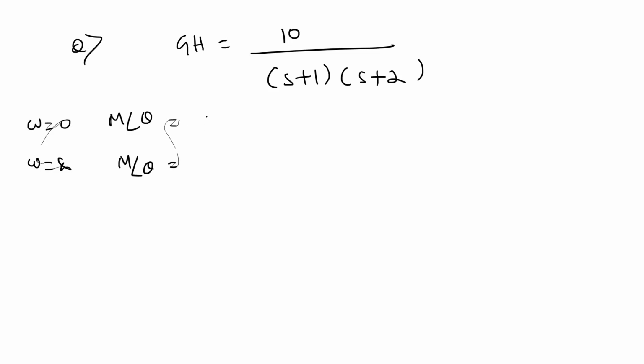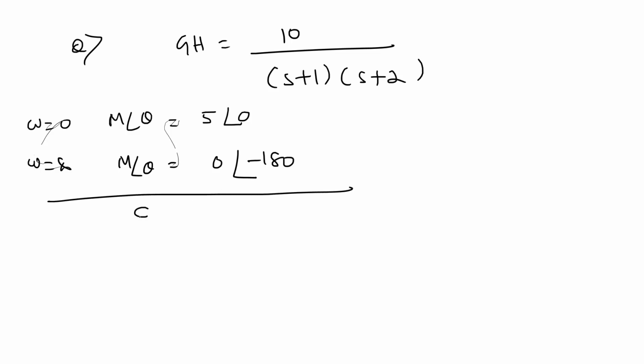So what is the value? This will be 10 divided by 2 is 5. Number of poles at origin? No. So angle is 0 degree. Omega equal to infinity: 1 by infinity is 0. So number of poles and zeros: two poles are there, so minus 180. So ending direction is positive, so clockwise. Starting direction is poles, so it will also be clockwise.